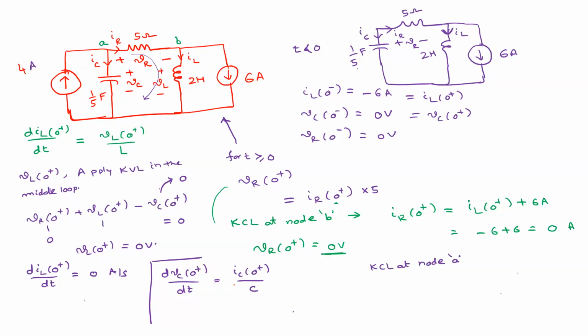4 is the incoming current, right? 4 equal to outgoing currents, IC of 0 plus plus IR of 0 plus. Is this correct? Yes, sir. Okay, so from this IC of 0 plus is 4, right? So that means this value is 4 by 1 by 5, 1 by 5 only, right? So is this plus 20 or minus 20? Plus 20 only, right? So 20 volts per second.